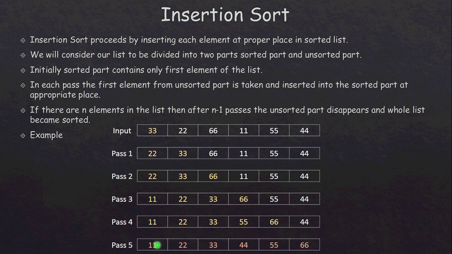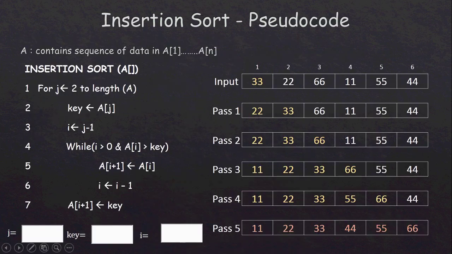Then I will move to the algorithm. So here is the pseudocode for insertion sort. The input will be a sequence of data, A of 1 to A of n. That means the input will be an array A whose index starts from 1 to n. Here I have a for loop. It will iterate from j equal to 2 to length of A. All remaining statements are within that for loop. That's why some indent is given. Also remember that lines number 5 and 6 are within this while loop, and line number 7 is outside this while loop but inside this for loop.